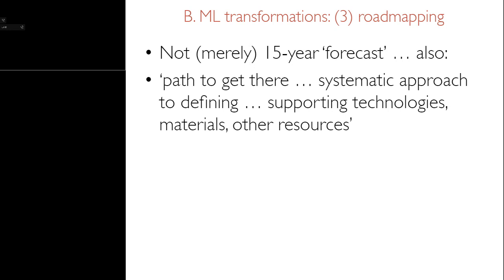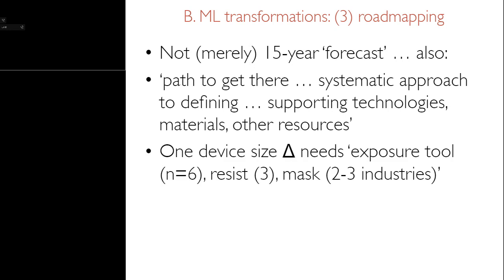One example of that, next bullet, is that somebody said for one change in device size, going from one of the Moore's Law instances to the next one, it needs an exposure tool. Six different companies have to cooperate. A resist technology, three companies for that, and then the mask technology involved another two or three industries. These were all things that maybe the biggest firms, maybe IBM, maybe AT&T, could have taken a part of themselves, but the industry as a whole, even though Intel was growing like crazy and became a really big firm, they were basically medium-sized firms. So Moore's Law then was a mechanism for the firms to be able to cooperate on making roadmaps.